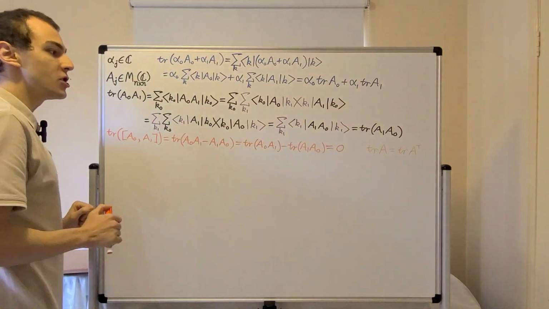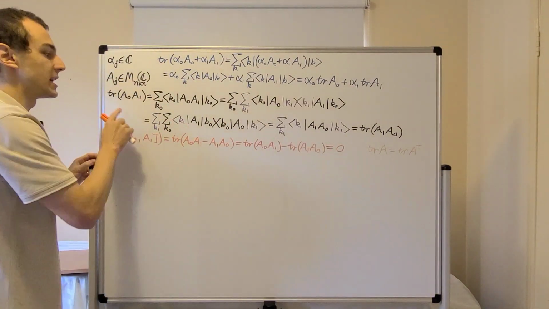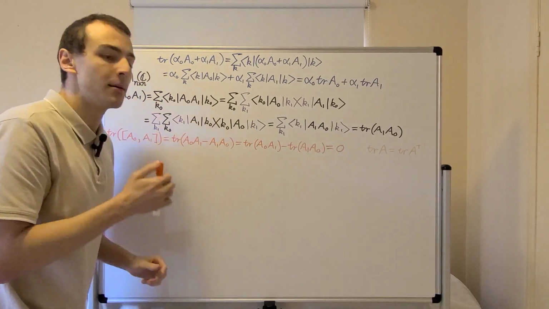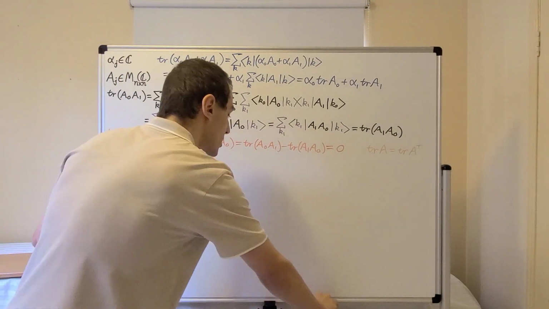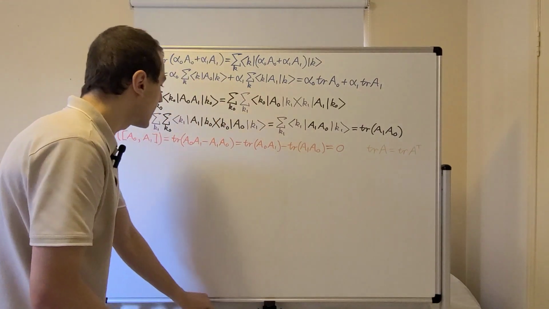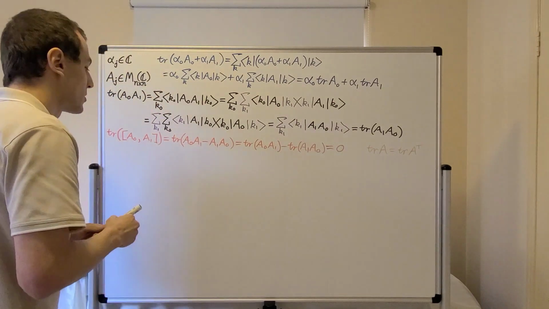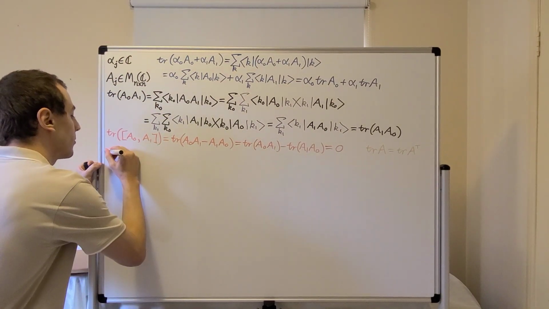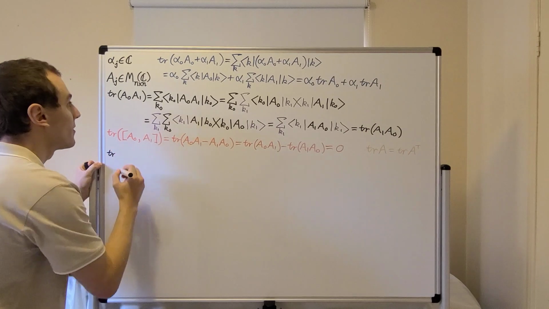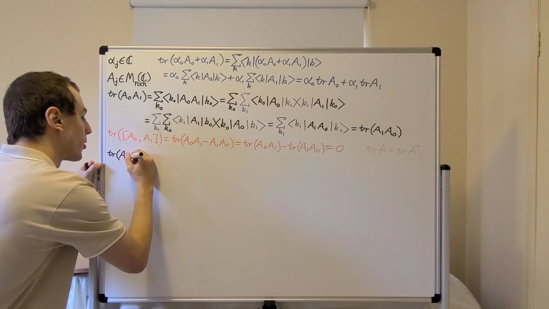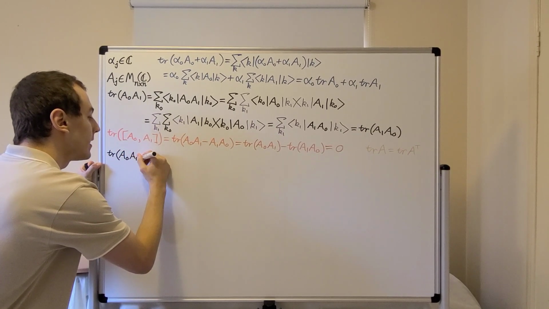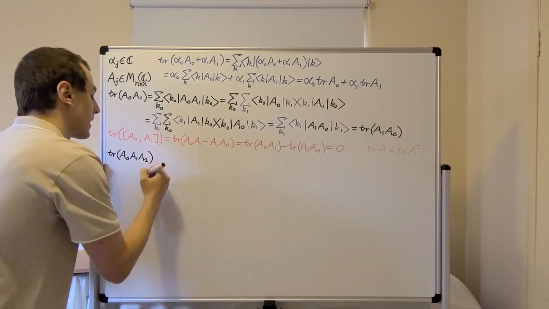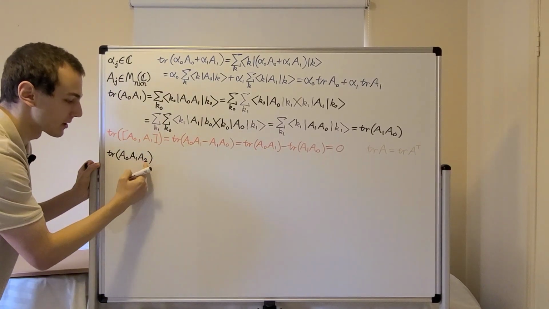And now what I want to do is generalize this property to the product of 3 matrices. So that's what we're going to do down here. We're going to take the product of 3 matrices. So let's have a look at what that's going to look like. So we're going to have the trace of A0 A1 A2. This is a triple matrix product.